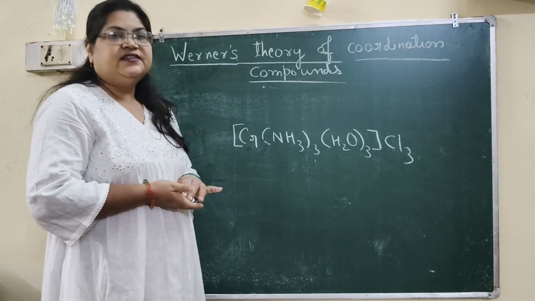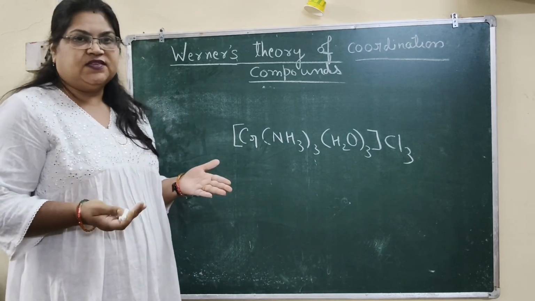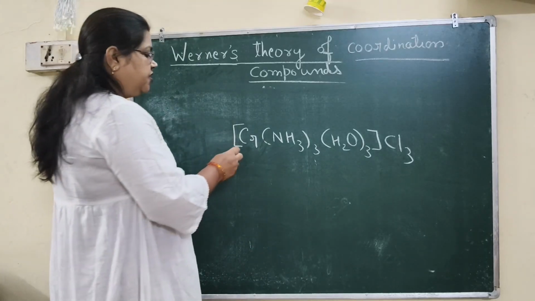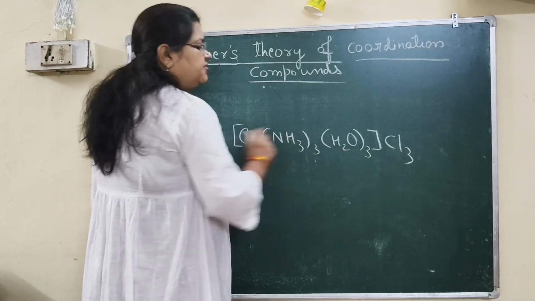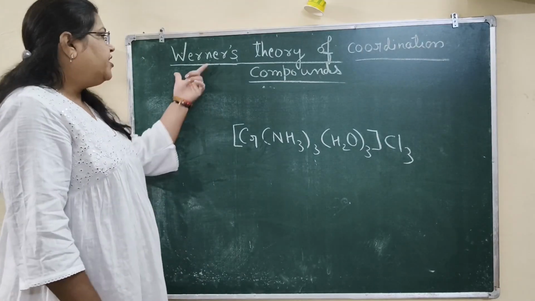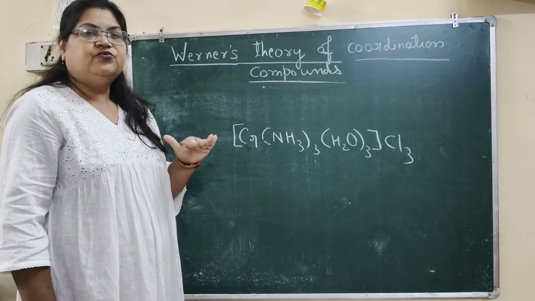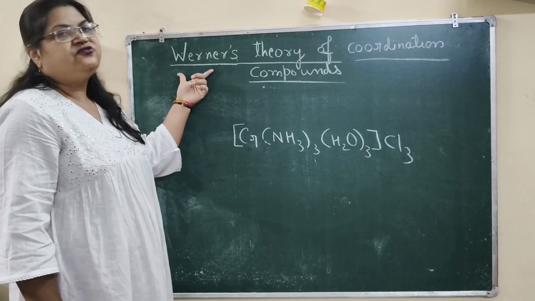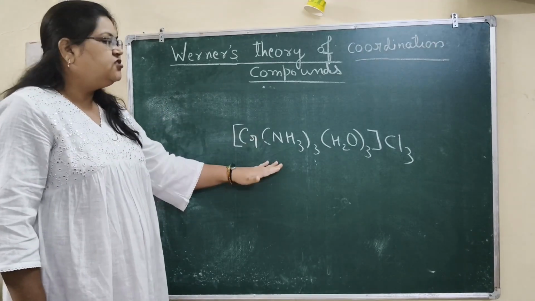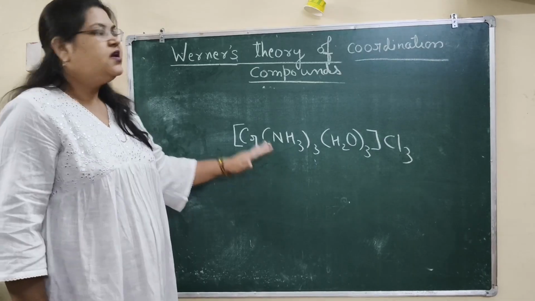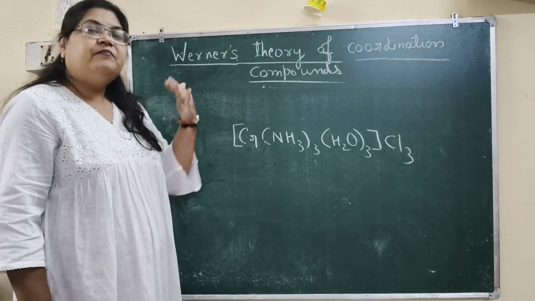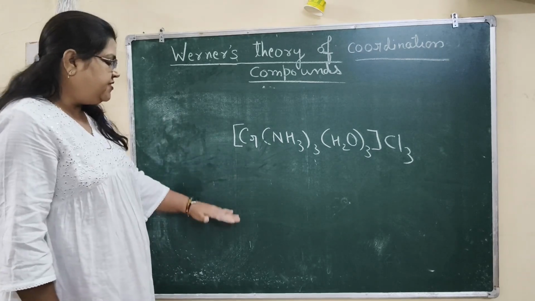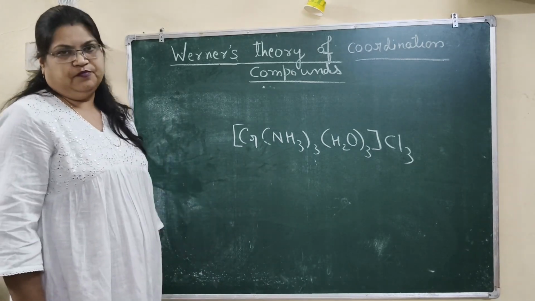Now there were so many scientists and so many theories to explain its structure and how bonding takes place between this central metal atom and these molecules, like Werner's theory, valence bond theory, and crystal field theory. Alfred Werner was the first to explain the structure of coordination compounds. He prepared and studied many coordination compounds and gave the concept of primary and secondary valency.